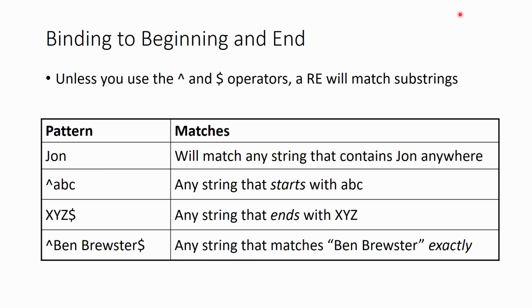If we want to bind this to the beginning and the end, here are some examples for the circumflex and dollar sign operators. If I use just the characters JON, I match a string that contains JON anywhere, and capitals matter. If I put the circumflex at the beginning, this will match any string that starts with ABC. Capital X, Y, and Z with a dollar sign at the end means that will match any string that ends with XYZ. And Ben Brewster with a circumflex and dollar sign at the beginning and end is going to match strings that match that exactly, because I'm specifying only the string starting and ending with these characters. So it has to be exactly that.